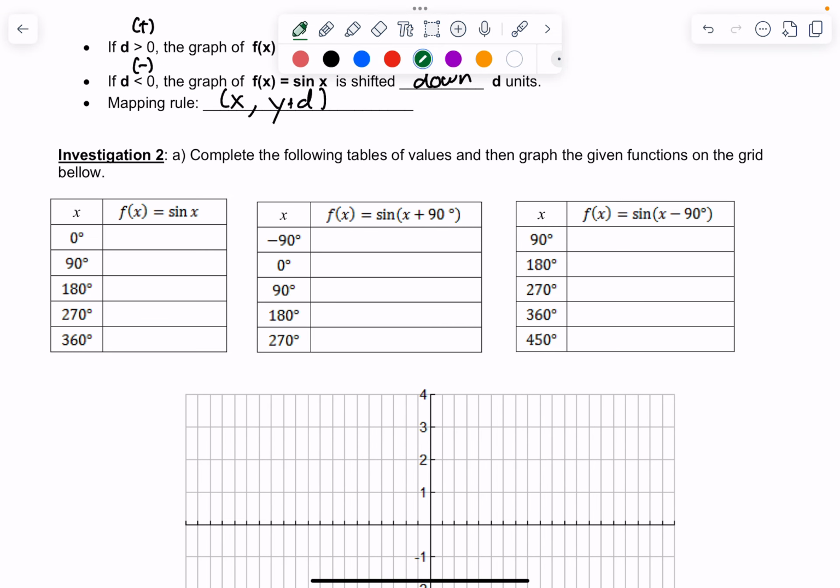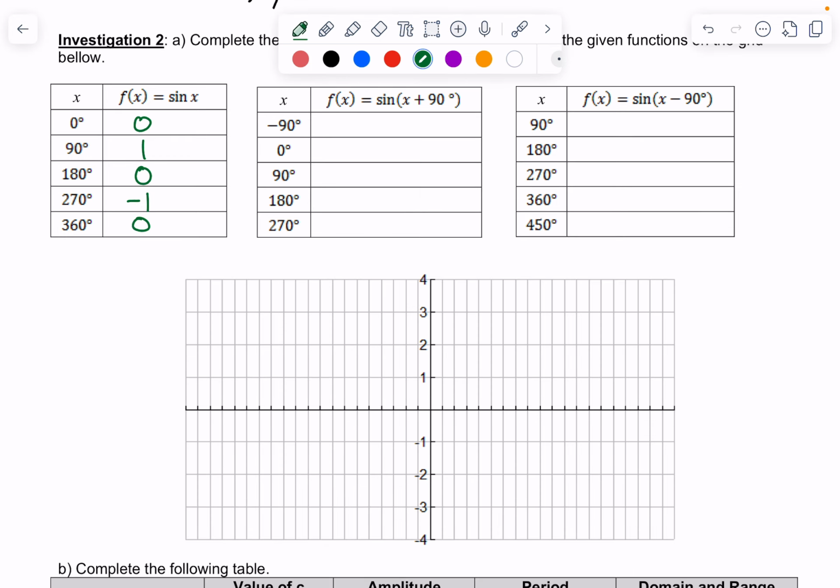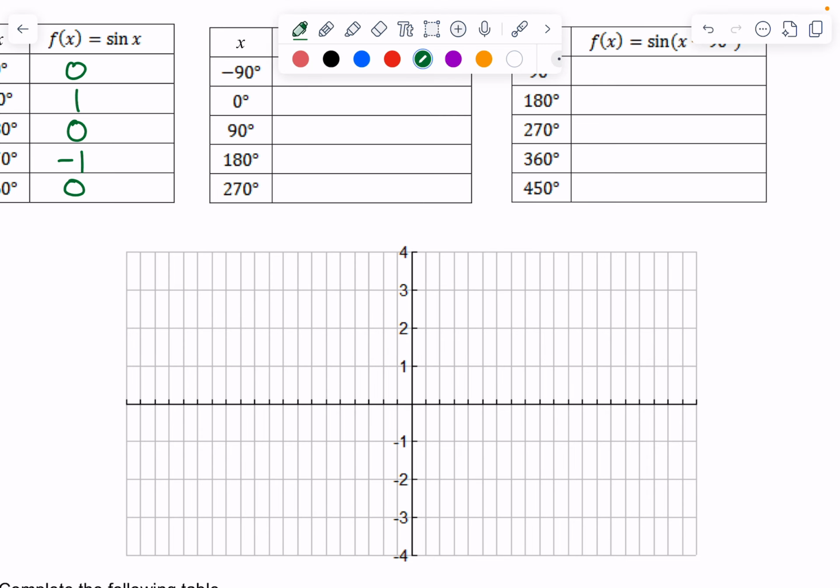So 0 degrees, you're at 0. 90, you're at 1. 180, 0. 270, -1. And 360, 0. Let's graph this. So make each one of the ticks 30 degrees.